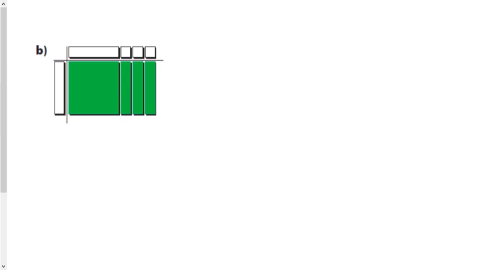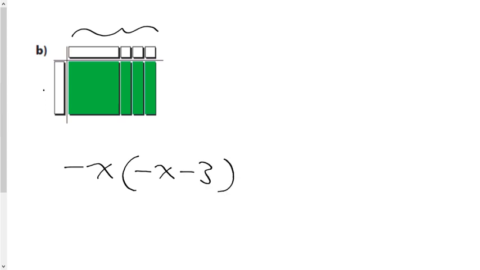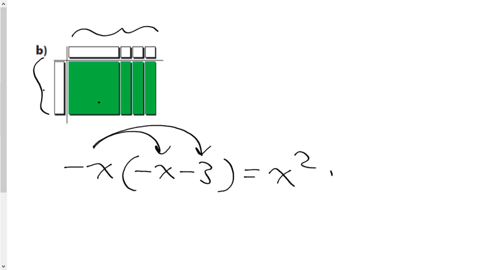Question B, monomial, binomial. It's a negative x multiplied by a negative x minus 3. That's our width and our length. And when we expand it using distributive property, we would get our area, which is a positive x squared and a plus 3x.